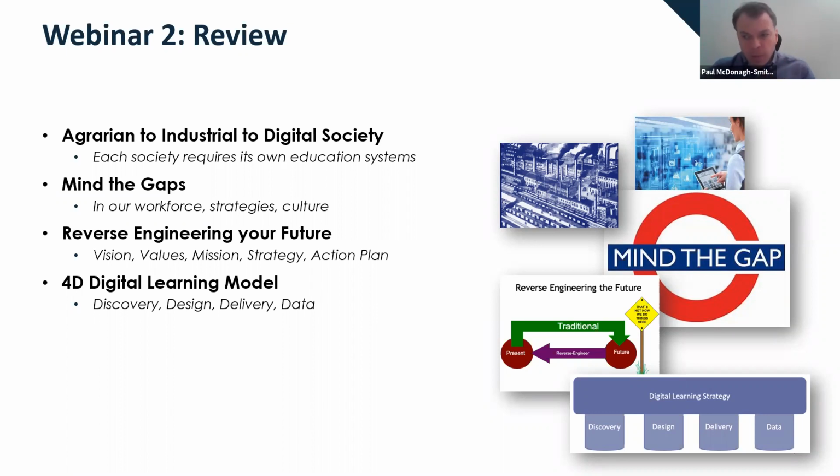Against this backdrop, in the same way that previous industrial revolutions changed our education systems, we need to change the way we teach and learn to fit how we work and live in today's digital age. Then last week, we also spoke about the organizational need to mind the gaps between the industrial and digital society. This is the second bullet point here on this slide. The reality for our teams and organizations is that we need to mind the gaps created in our workforce and business strategies.